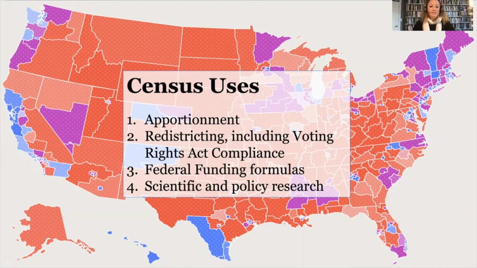The second then is that the states then use redistricting data from the census in order to redistrict for all of their federal, state, and local elections. And with redistricting comes the Voting Rights Act, which is to ensure that the population is upheld with clear concern for ensuring fair and accurate representation. Third is the federal funding formulas that rely on census data.